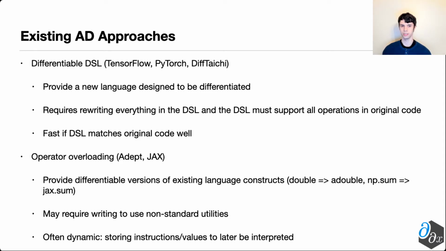The second approach is known as operator overloading. Examples include tools like Adept and JAX. In essence, the goal here is to provide differentiable versions of existing constructs. For example, Adept replaces the type system of C++. Specifically, instead of having a double for your operation, you have an adouble, which tracks all of the operations to later differentiate. In JAX, for example, instead of using np.sum or numpy.sum, you would use jax.sum.